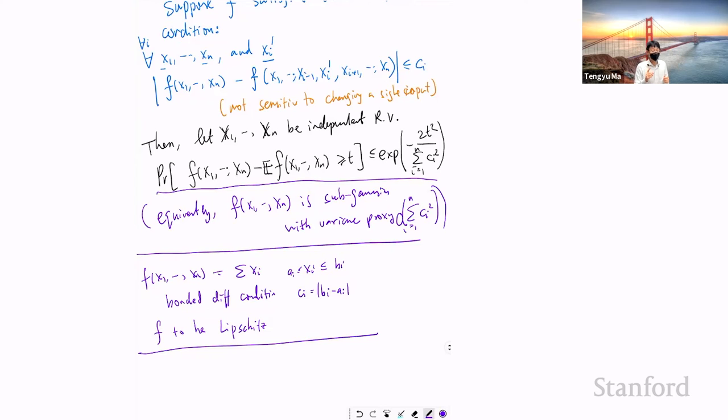You will also see a case where if the xi's are Gaussian, then you have a very clean theorem. You just literally, as you said, assume f is Lipschitz. We'll get there in a moment.